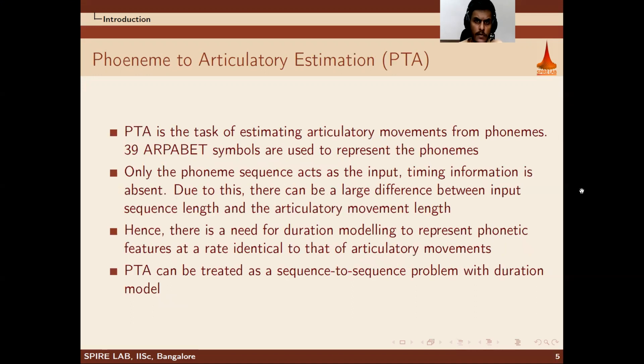PTA, phoneme to articulatory estimation, is the task of estimating articulatory movements from phonemes. We use 39 alphabet symbols to represent the phonemes. Here, only the phoneme sequence acts as the input. Timing information is not present. Due to this, there can be a large difference between the input sequence length and the articulatory movement length. Hence, there is a need for duration modeling to represent phonetic features at a rate identical to that of the articulatory movements. So PTA can be treated as a sequence-to-sequence problem with a duration model.